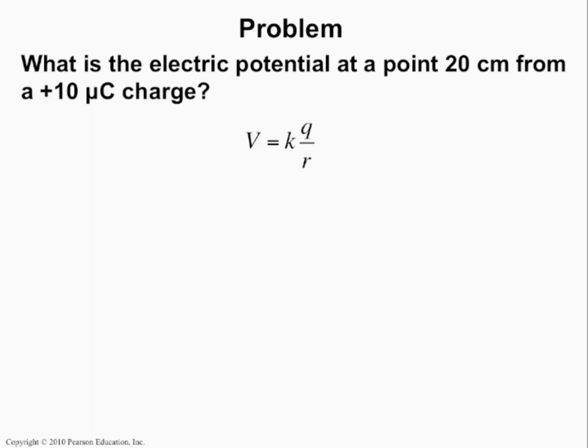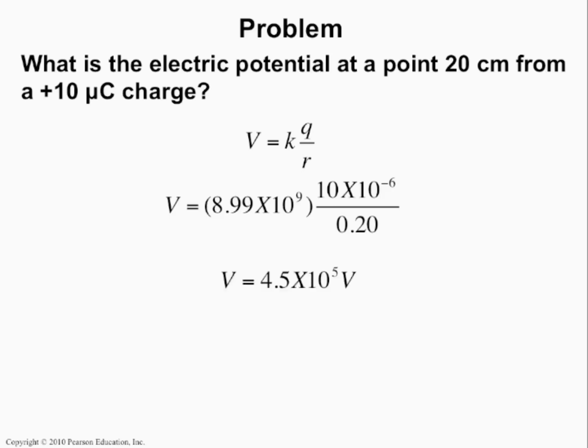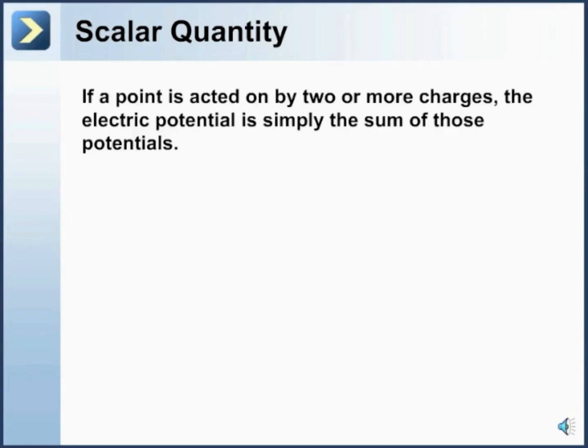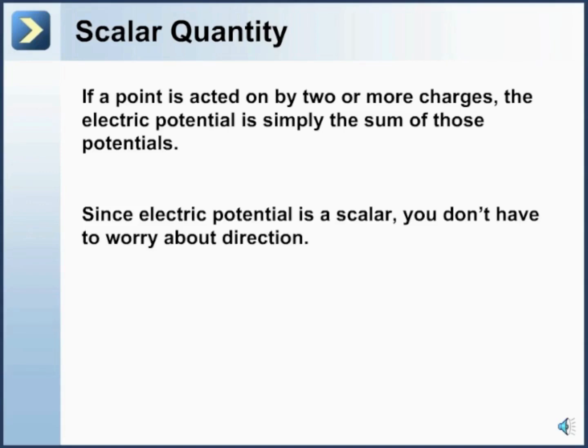So we simply use that equation, V equals KQ over R, and do our plugging and chugging, and we end up with 4.5 times 10 to the 5th volts. Now, the reason that problems involving electric potential are easier than electric field or electric force problems is that if a point is acted on by two or more charges, the electric potential is simply the sum of those potentials. And since electric potential is a scalar, not a vector, you don't have to worry about direction.